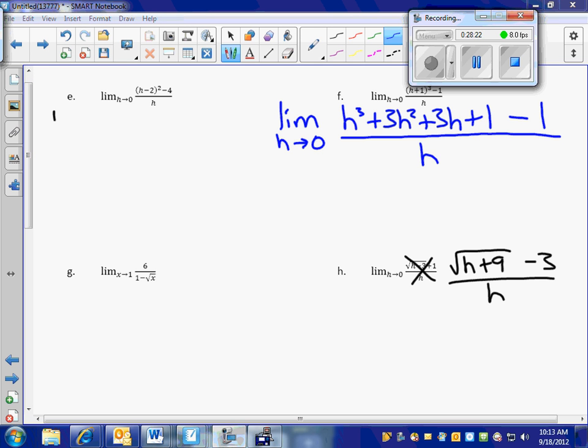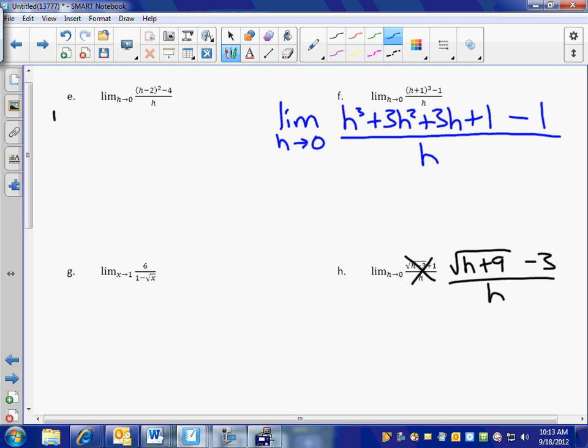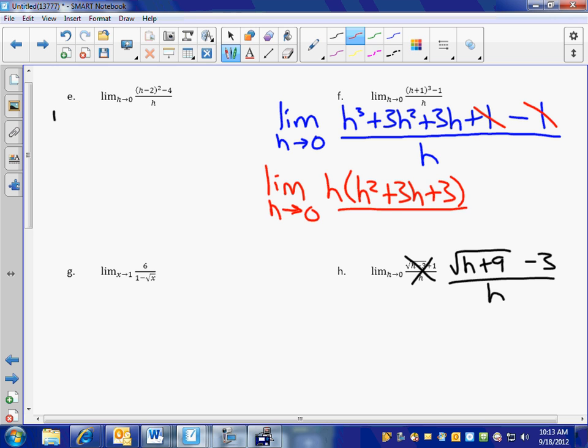Okay, before we broke to do that, my good friend Jalen had a thought about this. She said the 1s cancel. Would you agree? Okay, so we cancel the 1s. So I now have the limit as h approaches 0 of, and I'm going to factor out an h, so I have h squared plus 3h plus 3 all over h. What cancels? I have an h that's going to cancel. And if I do that, can I now plug in 0? I will get 0 plus 3 is 3. Any questions on that?